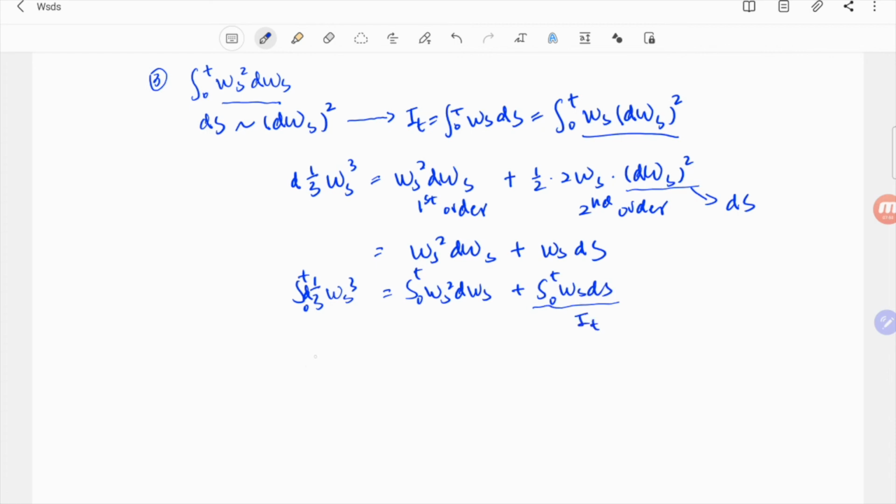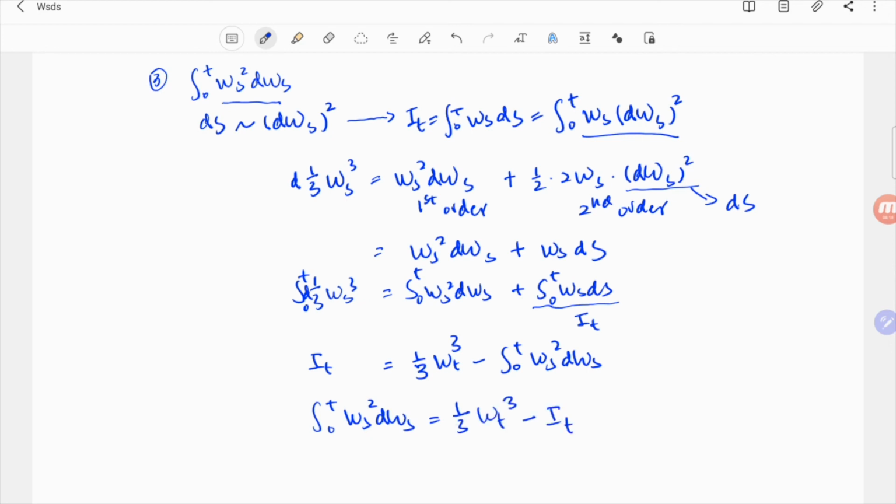We can write down the integral we were interested in as 1/3 Wt cubed minus this new integral, which is an Ito integral with mean 0, and its variance can be calculated via Ito isometry. We can also rearrange it to understand this new integral, of course, since we know it from the first two ways of understanding above already.